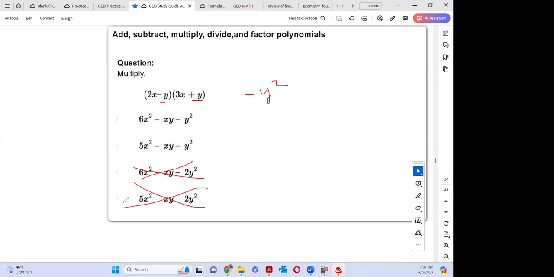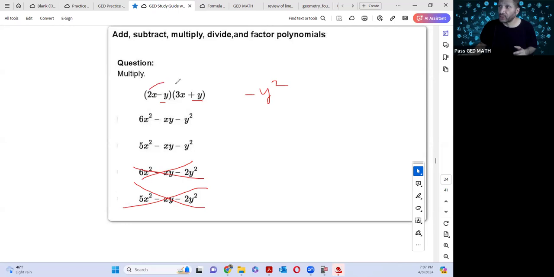So even if I don't know how to do it, I know my first term is 2x times 3x, which is 6x squared. So I know my first term is 6x squared. I know my last term is minus y squared. It can't be that. I'm done. I don't even need to know what the middle term is because I eliminated 3 of them just by knowing how to get the first term and last term. That's a 15-second problem.